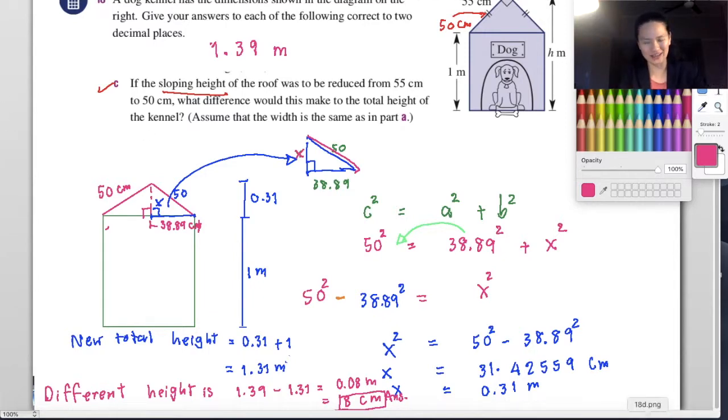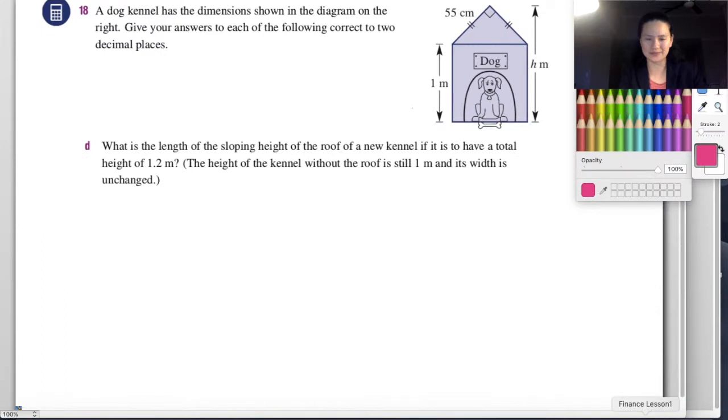Let's do the last one, 18d. What is the length of the slope height? Slope height means here, of the roof of the new canal, if it is to have a total height of 1.2 meters, the height of the canal without the roof is still 1 meter, and its width is unchanged.